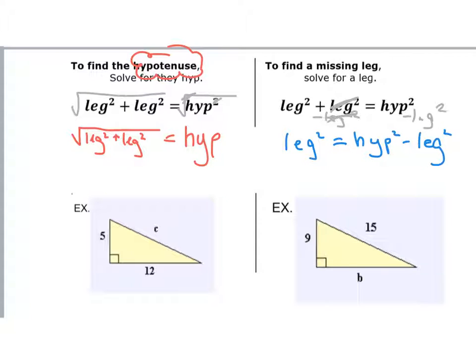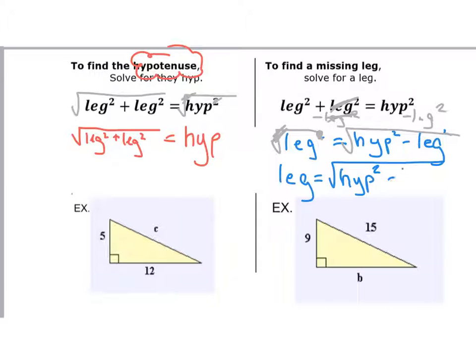Okay? So I'm almost there, but I don't want the leg squared. I want just the leg. How do I get rid of the square on that leg? I square root it, right? So if I square root both sides, then on this side, my square root and my square cancel out. They go away. I just have a leg on the left-hand side. That equals the square root of the hypotenuse squared minus the leg squared.